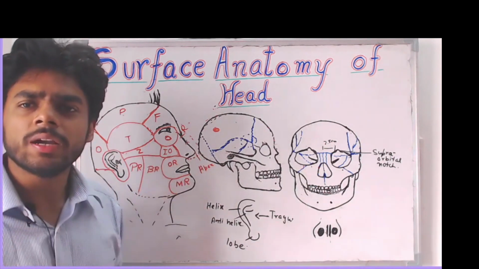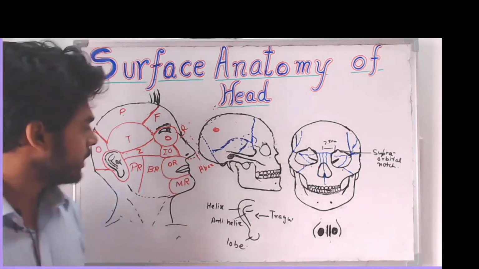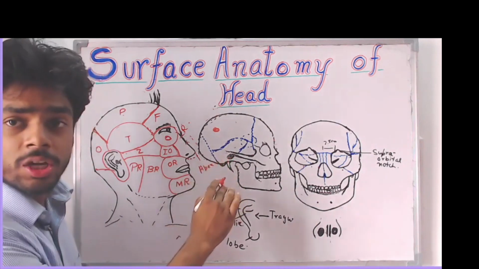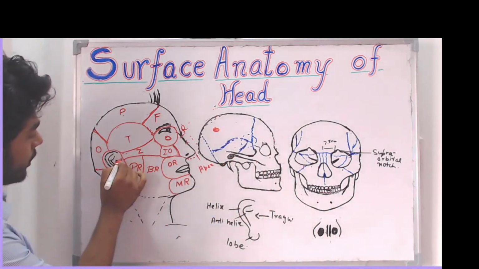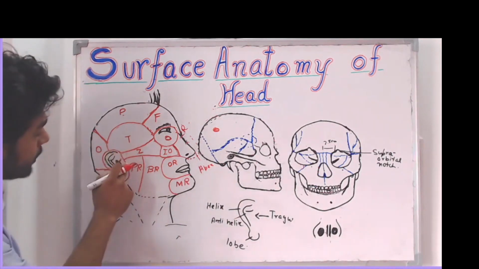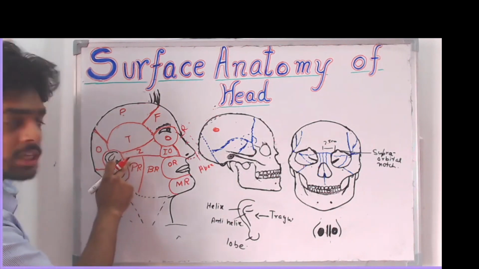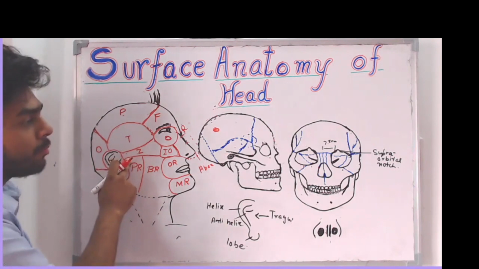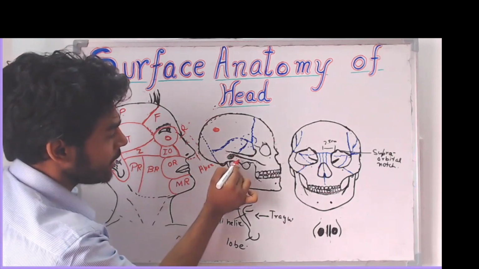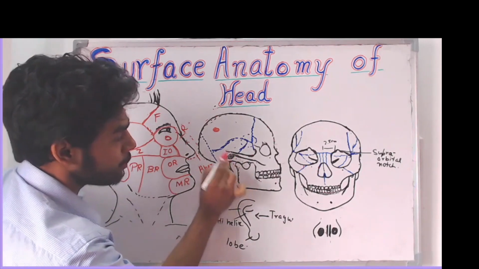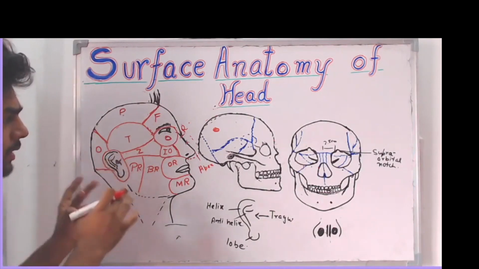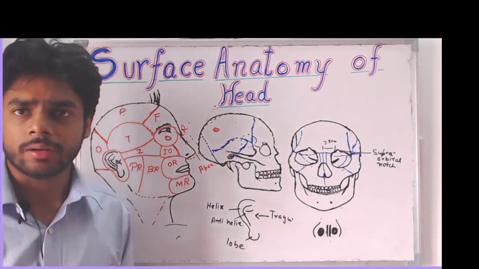Inferior to the zygomatic arch and just anterior to the tragus, this is the tragus, and here you can palpate the zygomatic arch. Inferior to this part and anterior to the tragus, you can palpate the temporomandibular joint, anterior to the acoustic meatus. So here we got the idea about the zygomatic region.